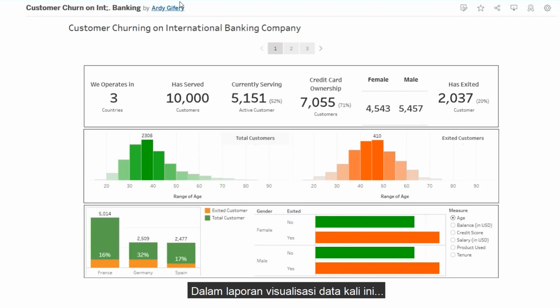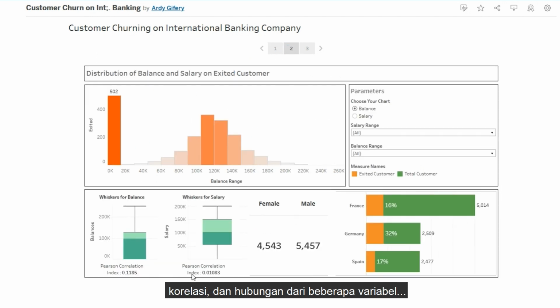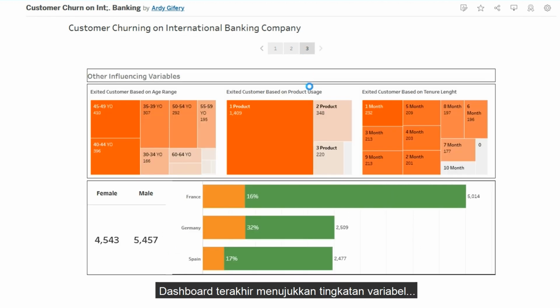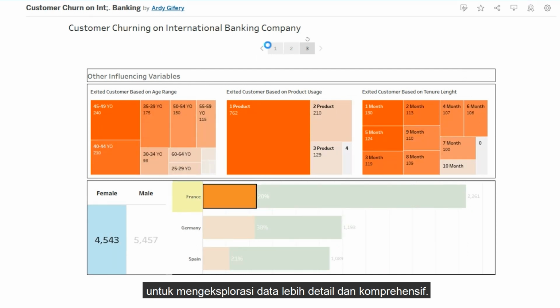In this data visualization report, I will present you three sets of dashboards. Each dashboard serves its own function in visualizing data related to customer churning variables. First dashboard is a general overview, depicting an overall visualization of existing variables. The second dashboard illustrates the distribution, correlation, and relationship of several variables related to customer churning ratio. The final dashboard showcases the level of variables that contribute to customer churning. All of the dashboards are interactive, allowing users to explore the data in more detail and comprehensively.